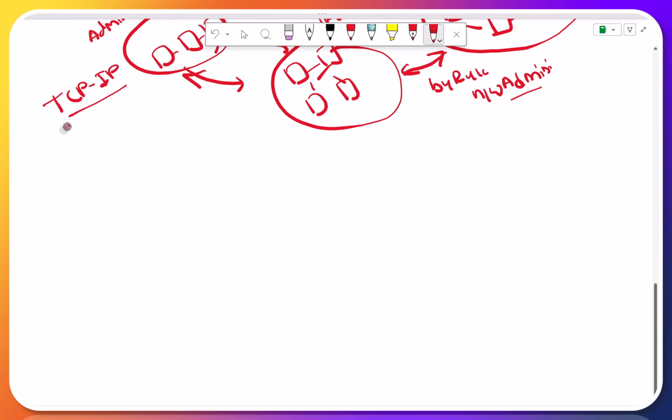After the evolution of TCP/IP, right? This TCP/IP was also innovated by ARPA only, right? So everybody started moving to TCP/IP standards, right? Now the question is who will maintain these TCP/IP standards, right?